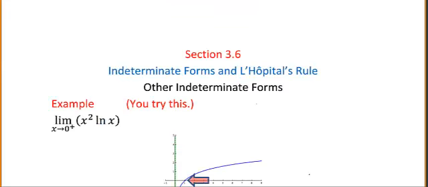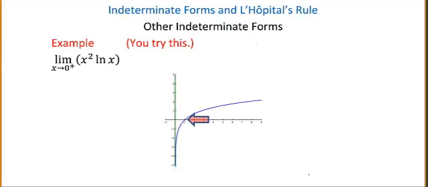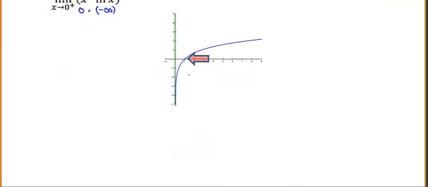All right, let's try another example. The limit as x approaches 0 from the right of x squared times the natural log of x. As x approaches 0 from the right, x squared approaches 0, times, as x approaches 0 from the right, the natural log of x approaches negative infinity. So this is a 0 times infinity indeterminate form.